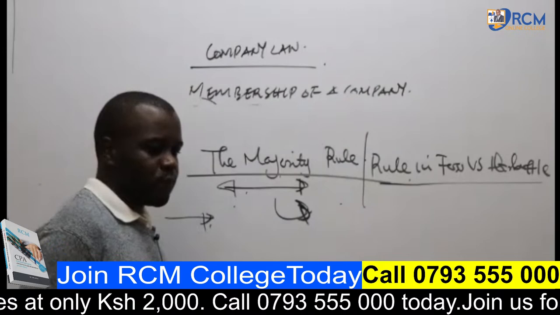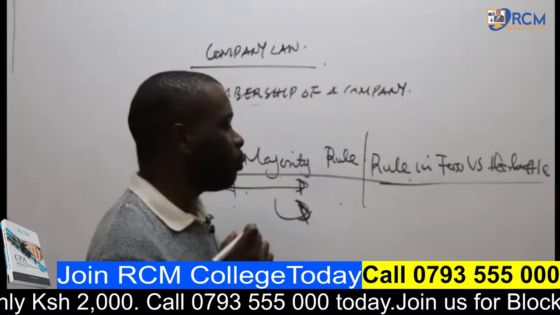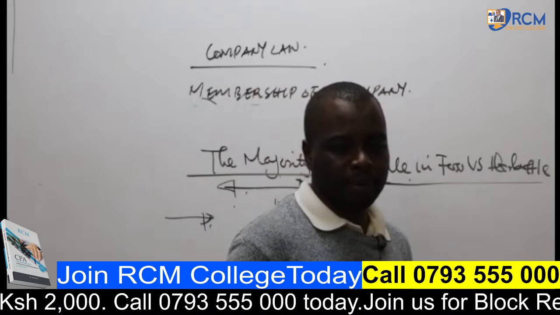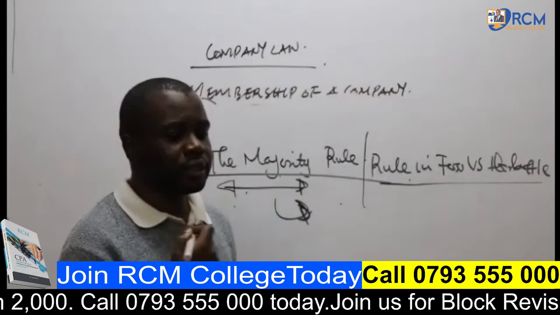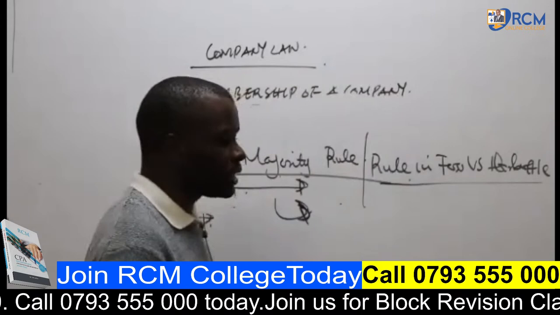Remember, a company is a separate legal entity. Part of the characteristics is that it can sue or be sued in its own name. No person can bring an action in a court of law on behalf of the company, but it is only the company itself by acting upon a decision already approved by the majority of the members. A company can only undertake a certain action once the majority have voted and approved in a general meeting of the company.